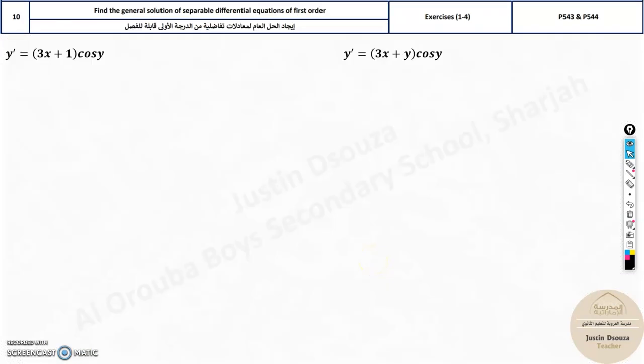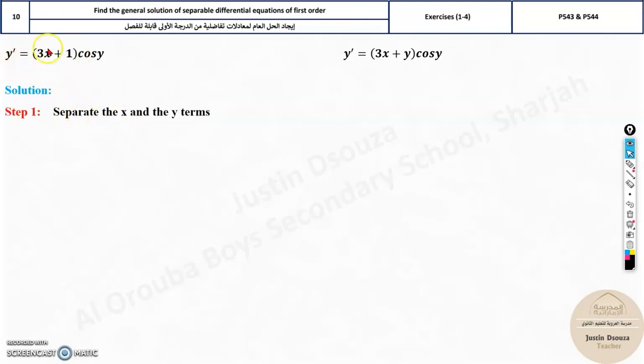The topic number 10 is on separable differential equations. Now, separable, as the name says, you need to separate them. The topic 10 is in part A. It's a very simple and basic one over here. All you need to do is figure out whether they can be separated or not. Let's look into this problem over here.